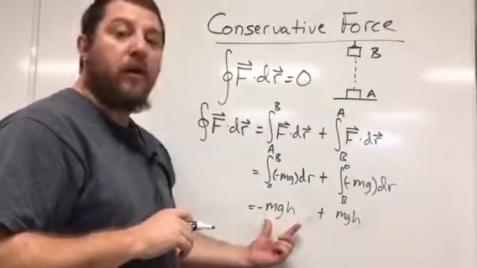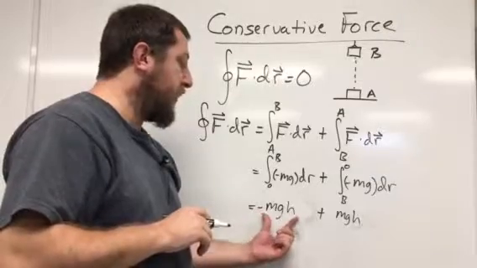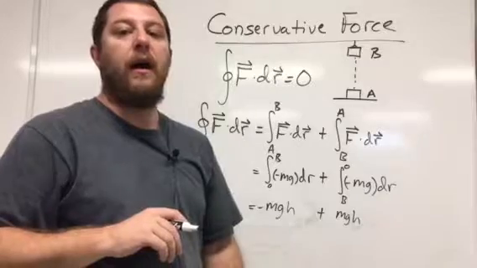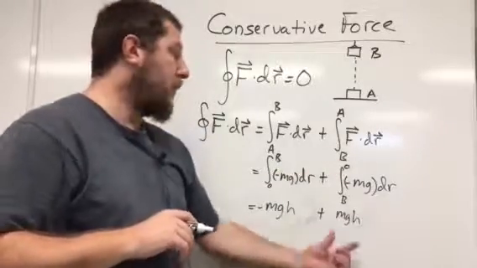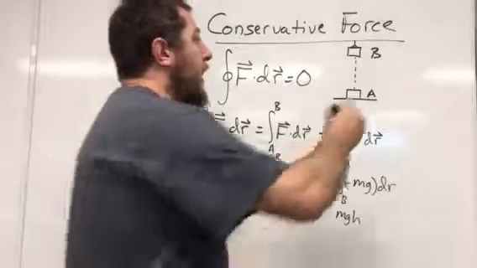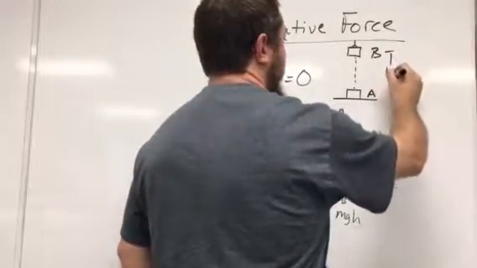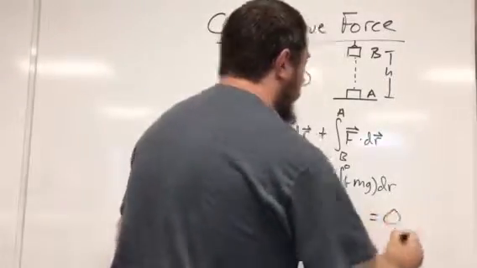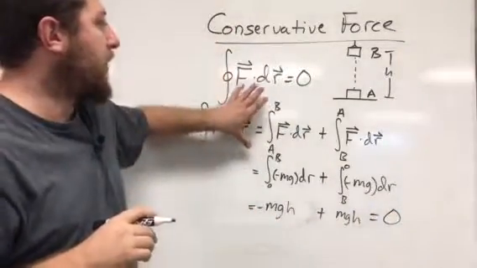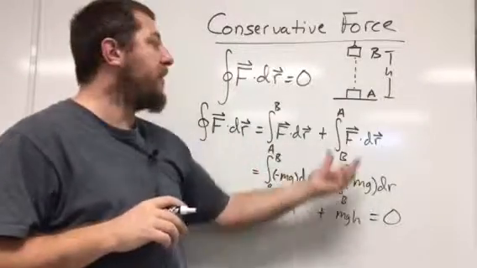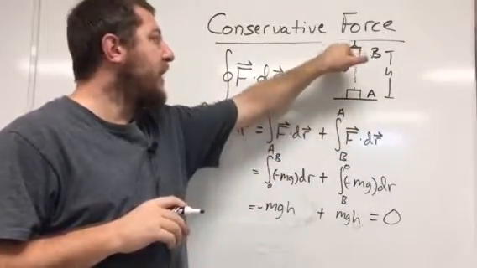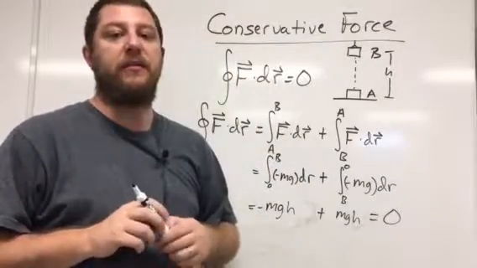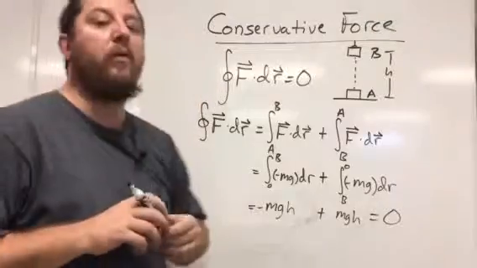So the amount of work done by gravity as the object is being lifted is negative mgh, and the work done by gravity as the object is falling is mgh. This is explicitly stating that the sum of these is indeed 0. Because the total amount of work done by gravity on my object as I lift it and then it falls back down is 0, therefore gravity is a conservative force. That's one way to interpret this integral.